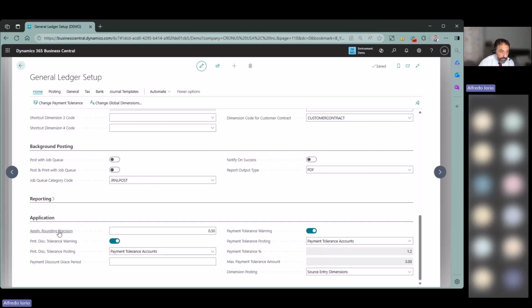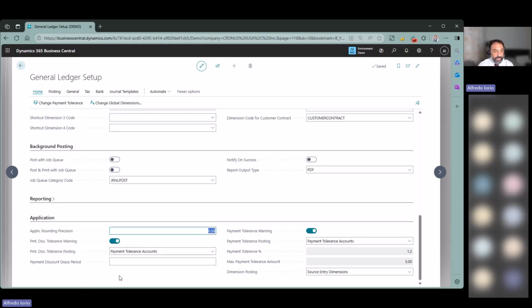On the general ledger setup, there we go. You can see application rounding precision. If it's within the application rounding, this is not about the foreign currency, it's about the local currency, right? If it's within the application rounding, there we go. The difference will post there.